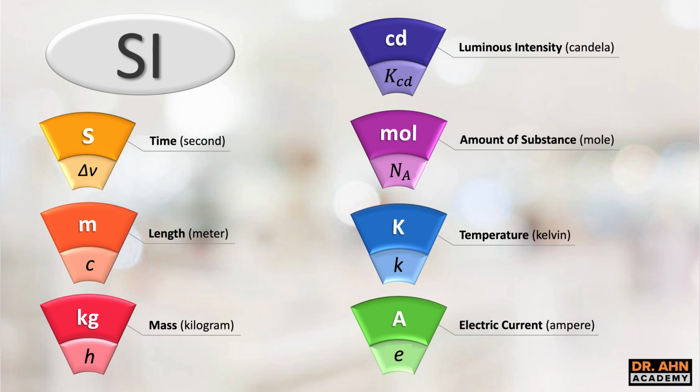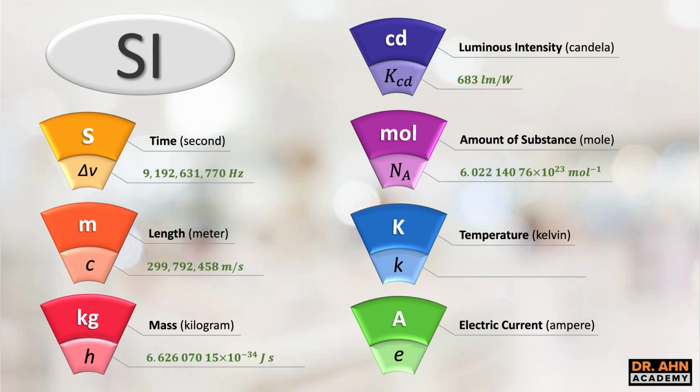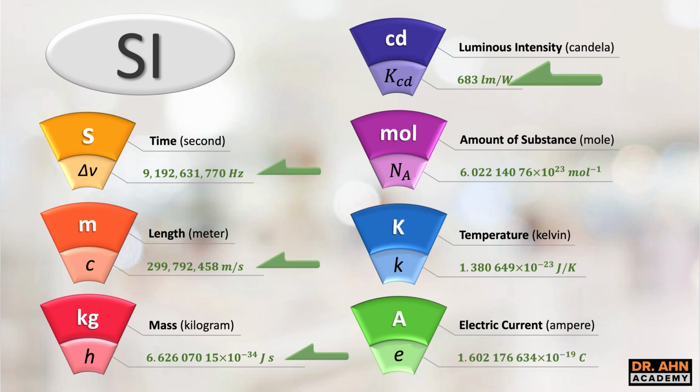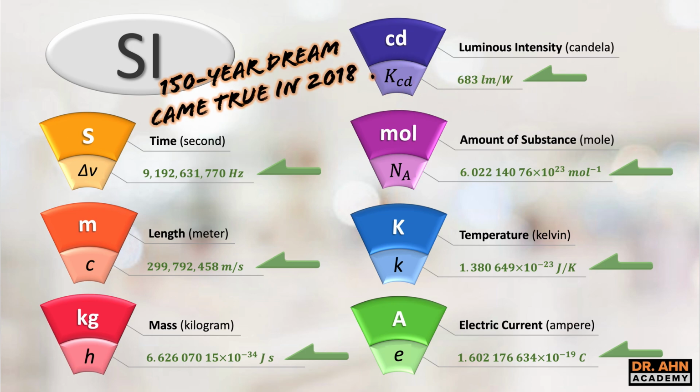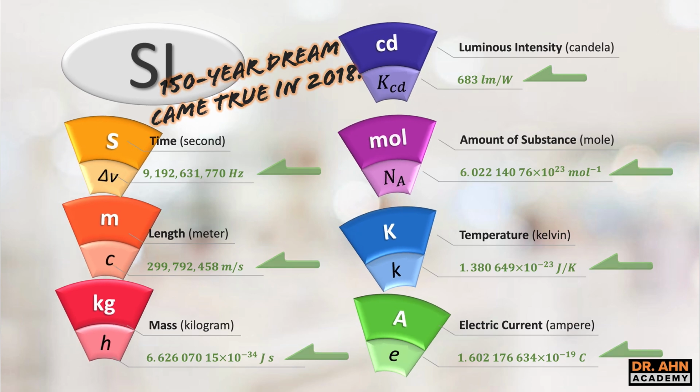Now here's what's really important. Look at all these numerical values that are representing the entities with lighter colors in the chart. Well, these are the constants that represent scientists' 150-year dream of a measurement system based entirely on unchanging fundamental properties of nature. And it happened in November 2018, very recently.